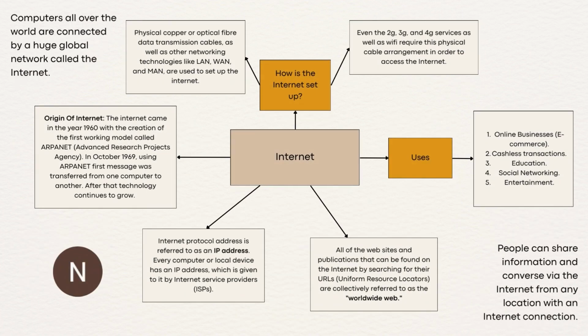Computers all over the world are connected by a huge global network called the Internet. Origin of the Internet. The Internet came in the year 1960 with the creation of the first working model called ARPANET. In October 1969, using ARPANET, the first message was transferred from one computer to another. After that, technology continued to grow.